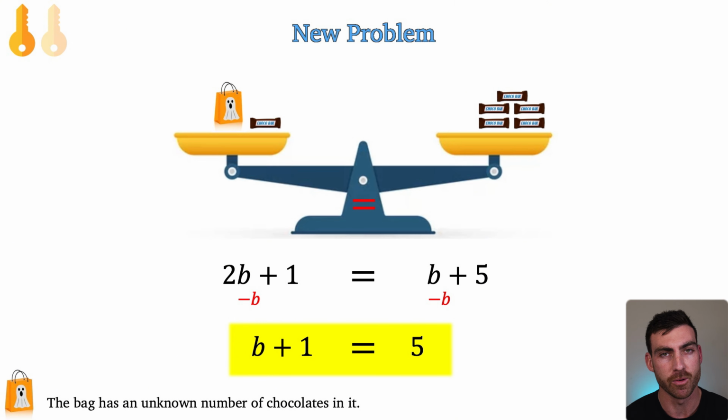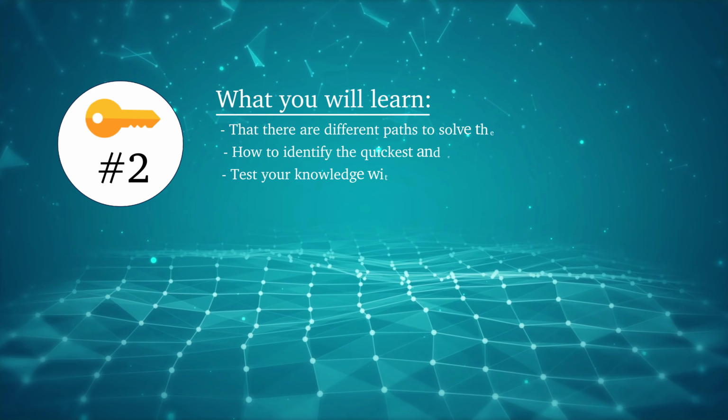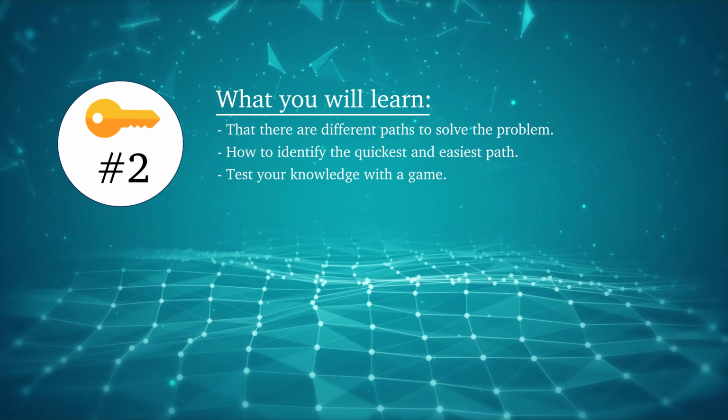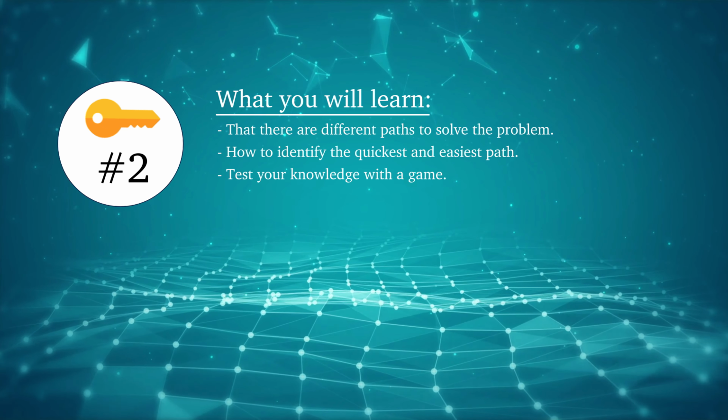You've solved these before. That visual made things easier. But now, let's learn how to solve these without the visual aid. The second key is where we take the training wheels off. In this section, you will learn that there are different paths to solve the problem, how to identify the quickest and easiest path, and test your knowledge with the game.